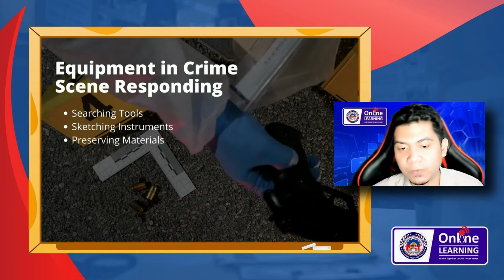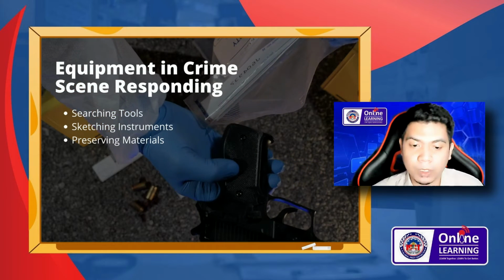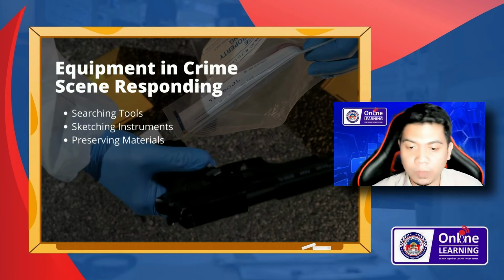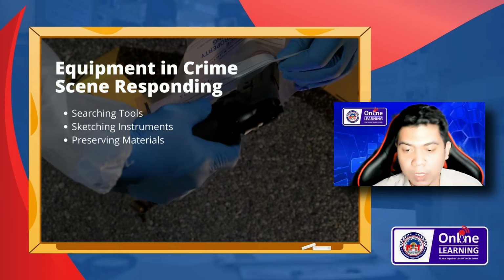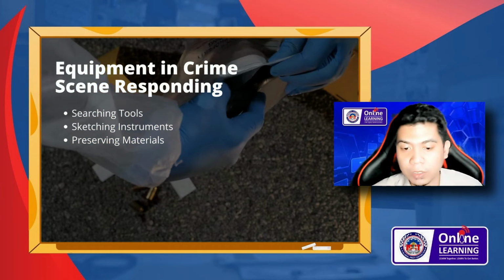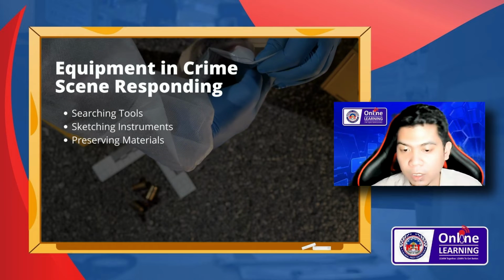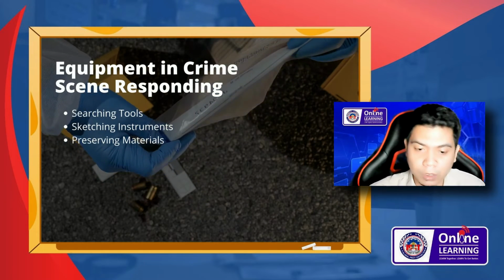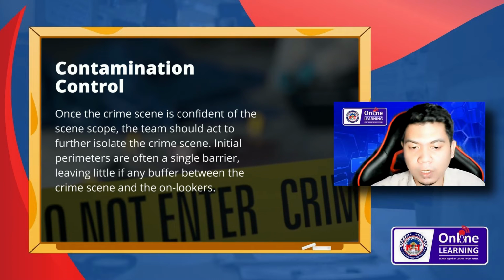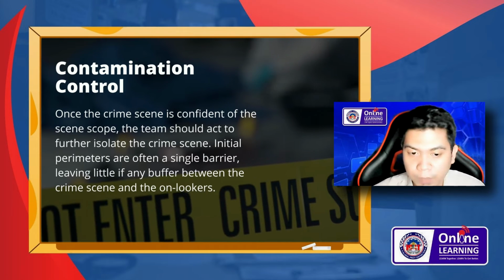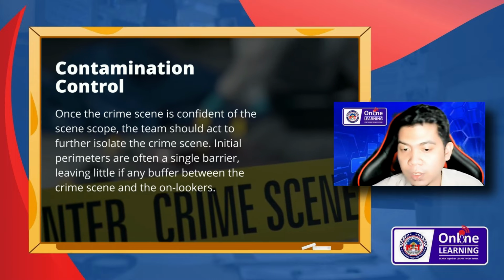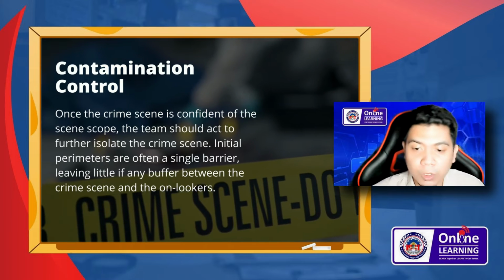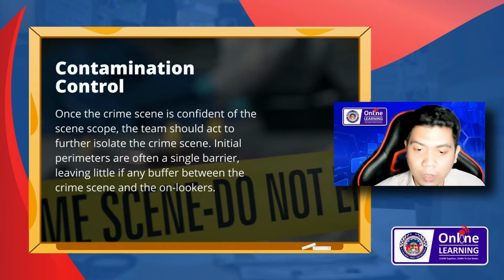So next, preserving materials. So for example, containers like bottles, envelopes, test tubes, pins, twine, tacks, and etc. Label and seal or evidence tags like gum label, sealing wax, grease pencil, and etc. So next one, we have here the contamination control. Once the crime scene is confident of the scene scope, the team should act to further isolate the crime scene.